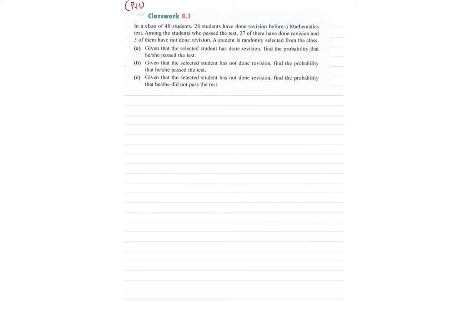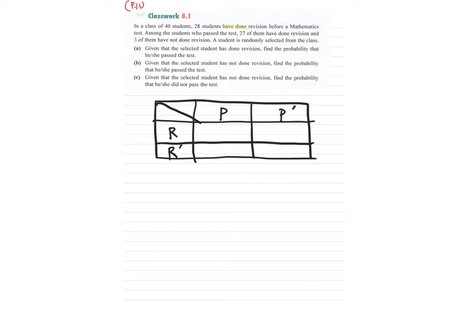Okay, so let's look at an example here. In this case, there are 40 students, and some of them have done the revision and some of them haven't. We found that some of those who have passed had done revision and some had not. So we can find it out by using a table. We've drawn a table to show pass or not pass, and has done the revision and hasn't done the revision.